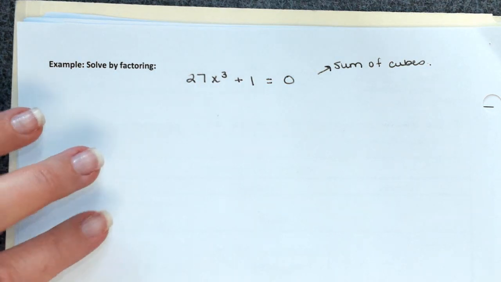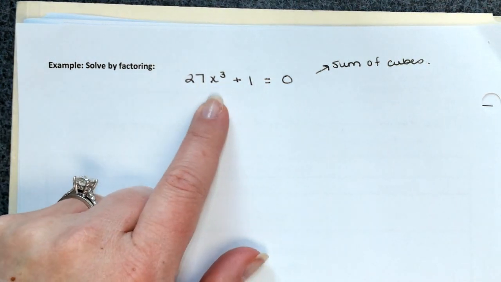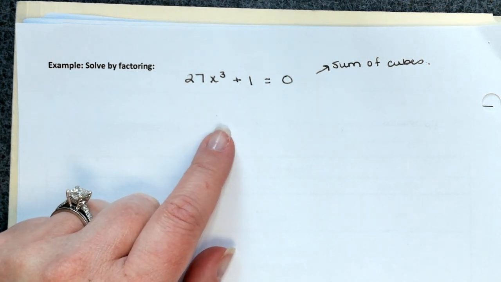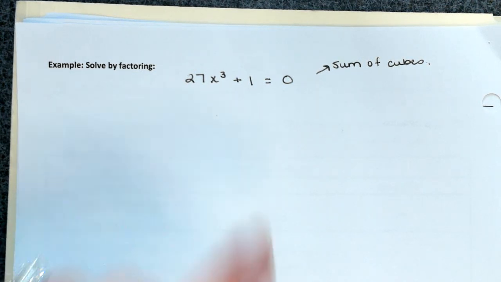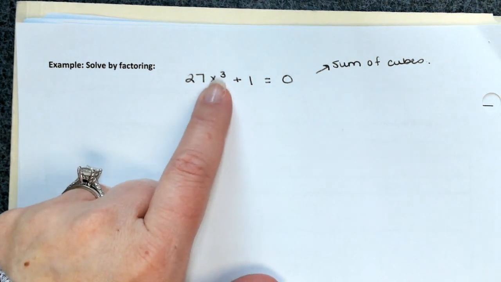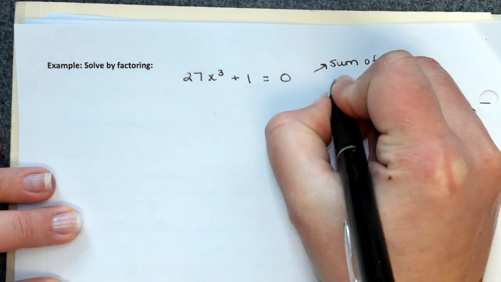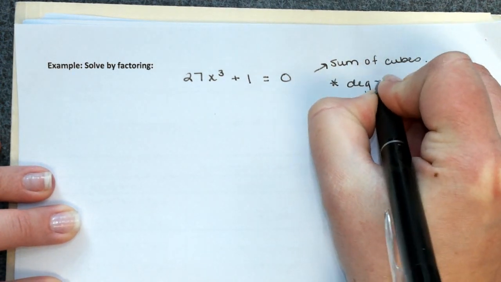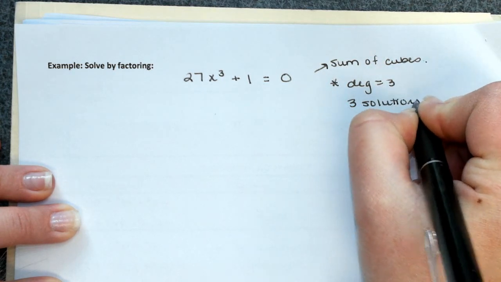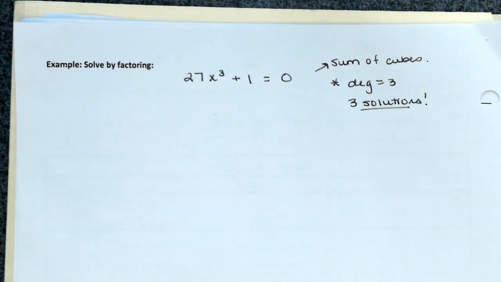Okay? How many solutions can I possibly have here? Or how many zeros could I have based on my degree? I saw some people with fingers. 3. My degree here is 3, so I can have 3 solutions. So that's what I want to make sure I find are 3 solutions here. That's kind of my hint. I need 3 solutions because my degree is 3.